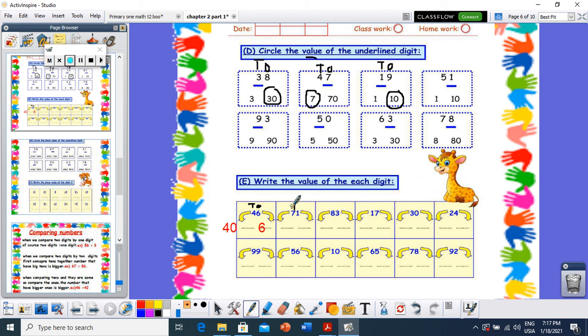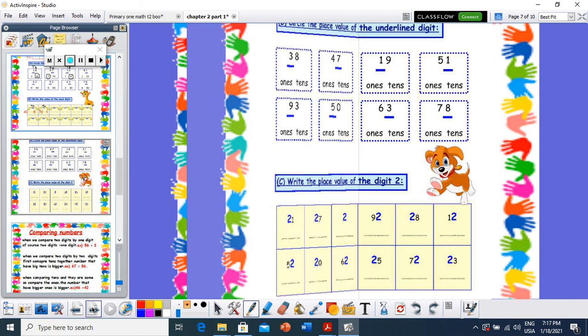71. So 7 for the tens and 1 for the ones. When I write 71, I will write 7 in the tens with the 0 and write the 1 as it is, without any 0. So this is the value of 71. Let's move to the place value.